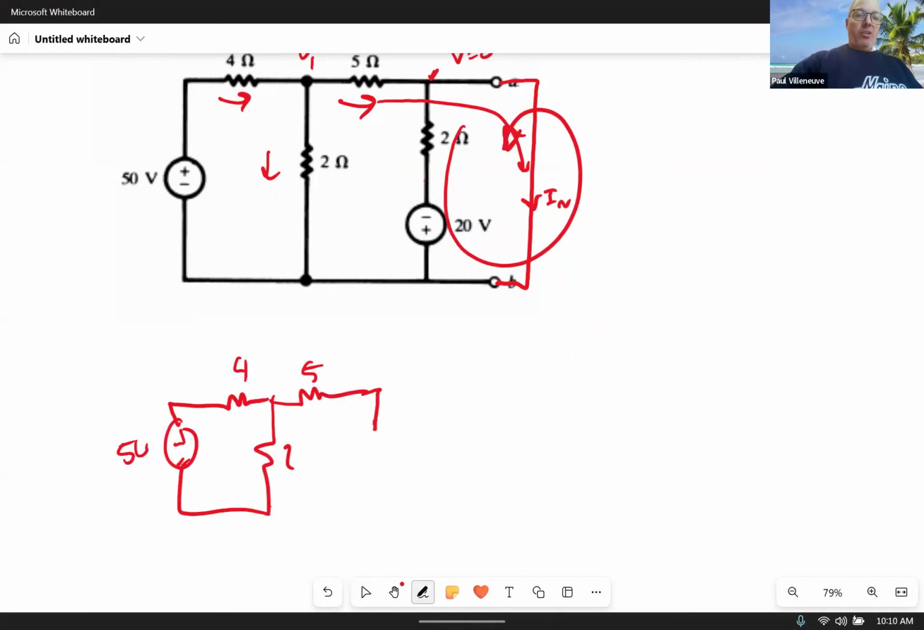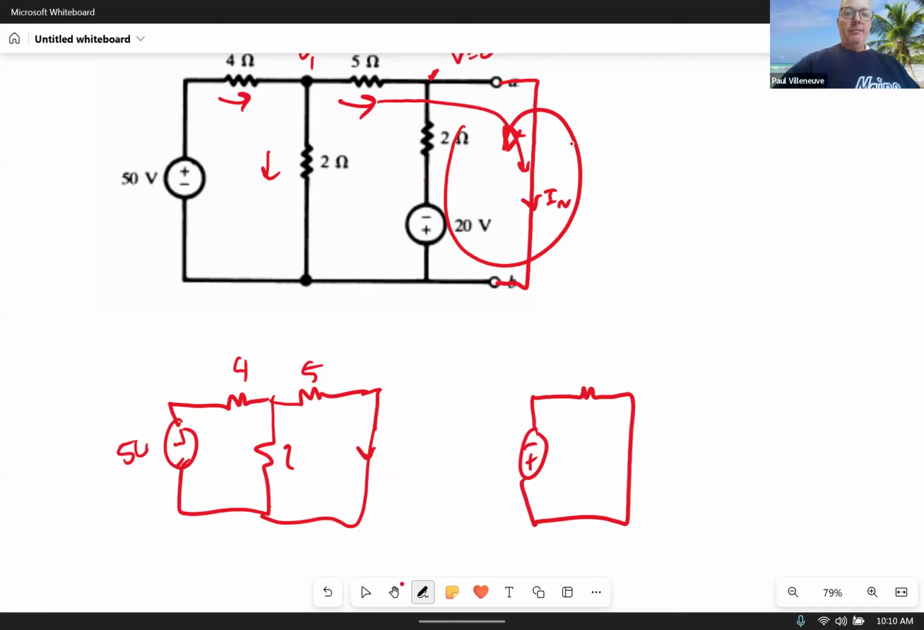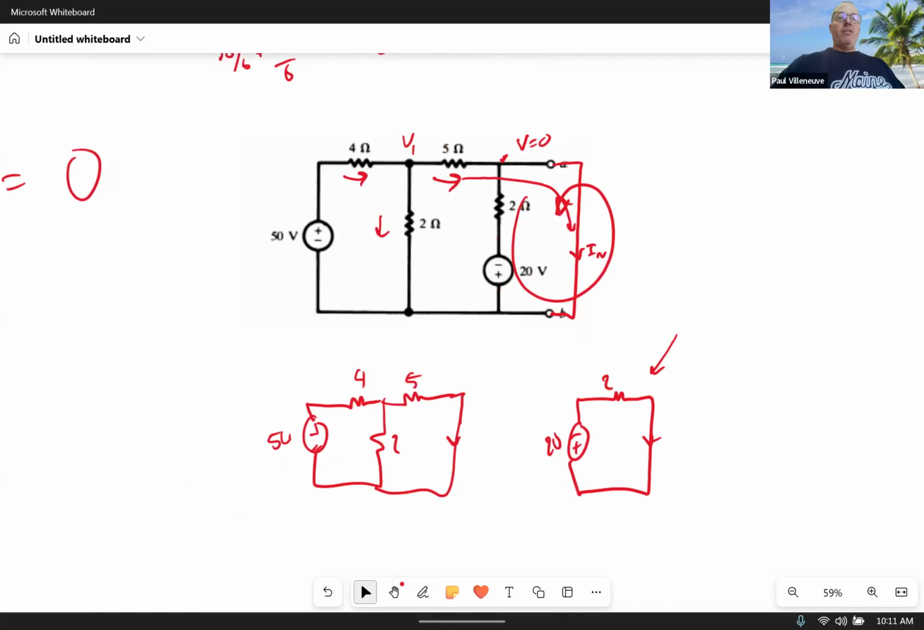So this is my first circuit, and that is IN. And then I do my second circuit. And then the 2 currents summed together is the actual IN. So you certainly could do that. But I think most of you would forget about doing this last part, right? Most likely. So let's just go ahead and do mesh analysis here.